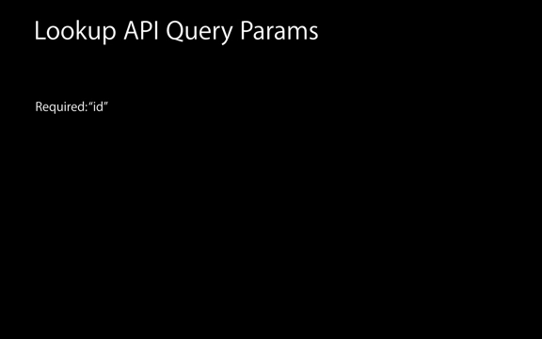Now, the lookup API uses a lot of similar query parameters to the search API, but the only thing required is an ID. And the ID can be an iTunes Store content ID, or it can be a comma separated list of those same IDs. The Lookup API also supports other identifier standards. So if you have UPCs for albums, or ISBNs for books, or ISRCs, or any number of other standard ID schemes, you can pass those in as well.